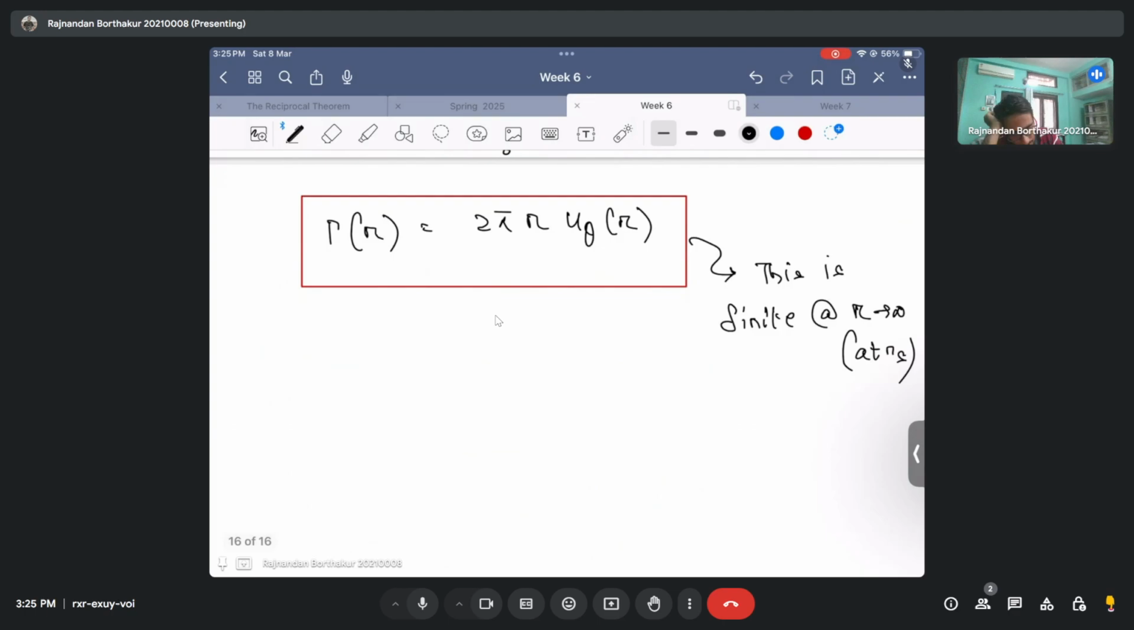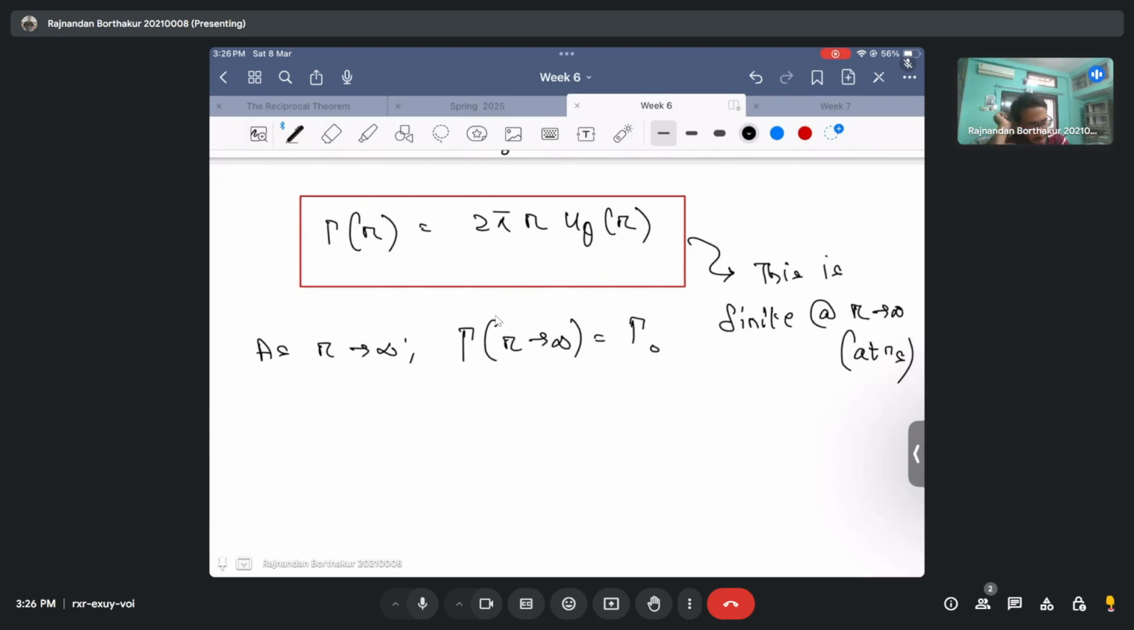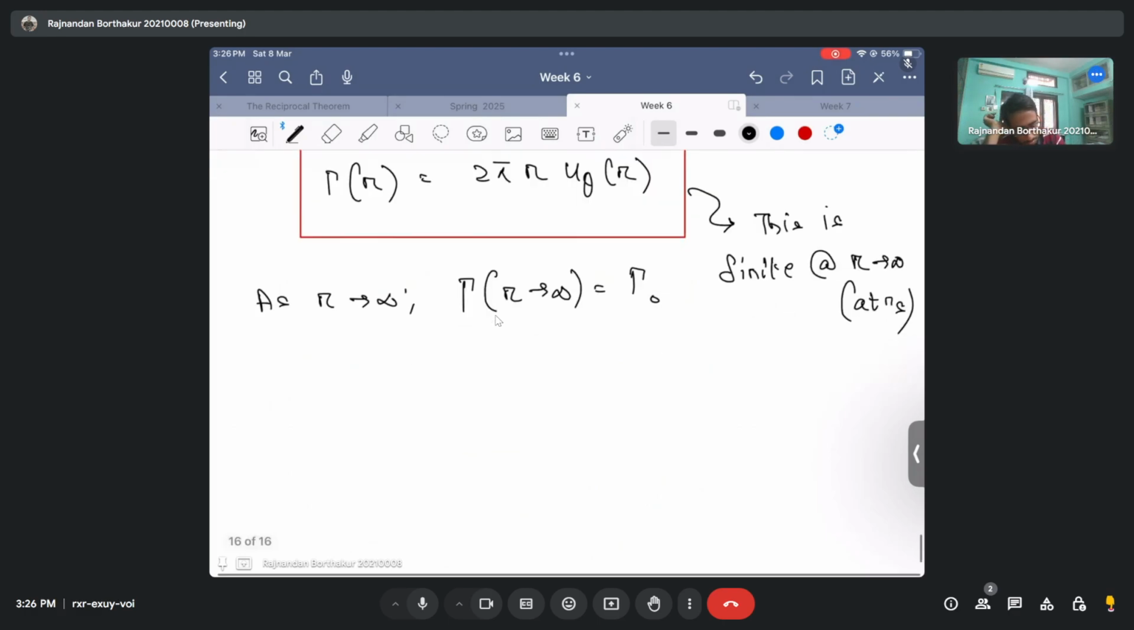So this means that the boundary condition states that as r tends to infinity, my gamma at r tends to infinity is basically some gamma naught. The finite value means it has some value of gamma naught. This means I can write that 2 pi r u theta(r), when r tends to infinity, basically becomes equal to gamma naught.